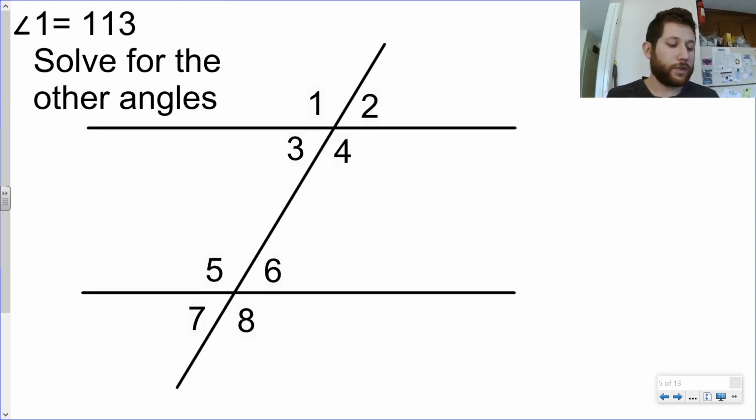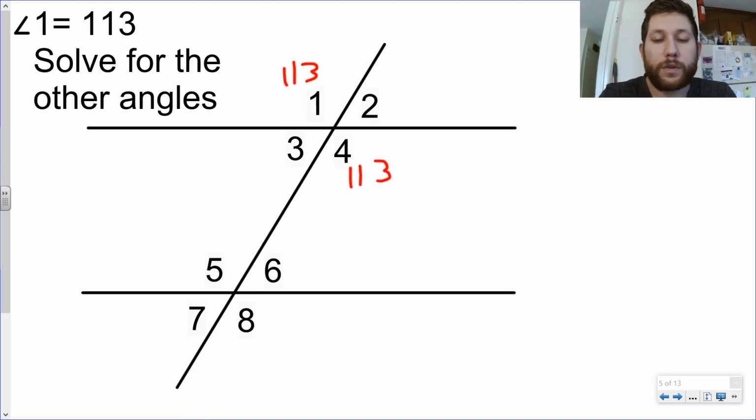So let's look at this first one. I've got angle 1 is equal to 113, solve for the missing angle. So I put a 113 up here. And I know that vertical angles are equal, so angle 4 is vertical. Now I also know corresponding angles are equal. So I could look at 4 and 8 and recognize this is also 113. Those are corresponding. Or another way I could do this is alternate interior. I know 4 and 5 are 113. Now be careful. They're not all 113. It's just 1, 4, 5, and 8.